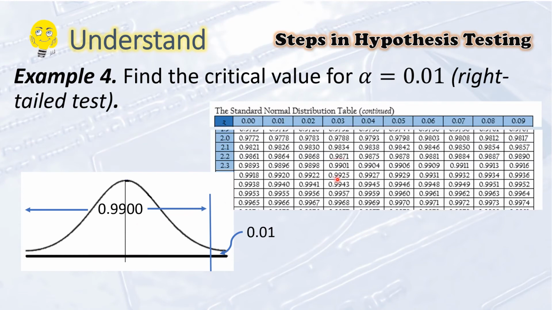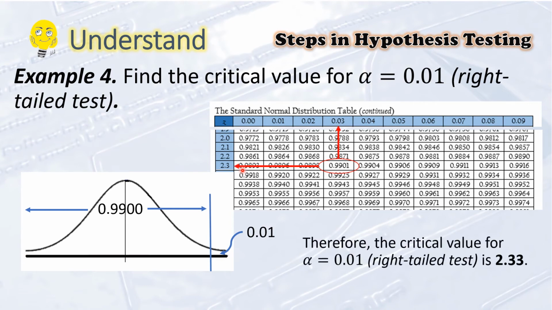The closest to that value is 0.9901, and the value on the first column is 2.3. On the first row is 0.03. Therefore, the critical value for alpha 0.01 in a right-tailed test is 2.33.